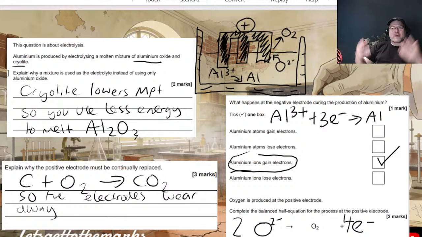If someone said to me, and they could give you this as a 3 or 4 marker, why is aluminium produced at the negative electrode? I would say aluminium ions gain electrons. They are reduced because they gain electrons. That's going to be a mark. Aluminium ions are positive, so they are attracted to the negative electrode. They pick up electrons there and are reduced to aluminium.